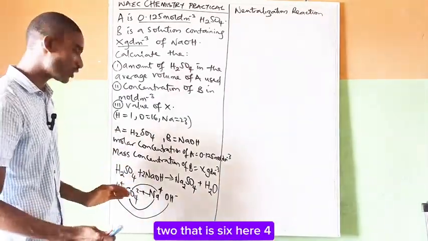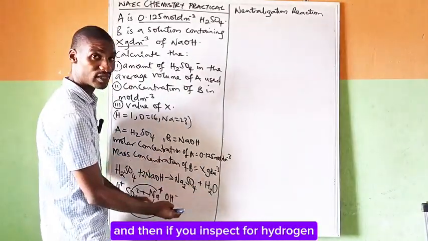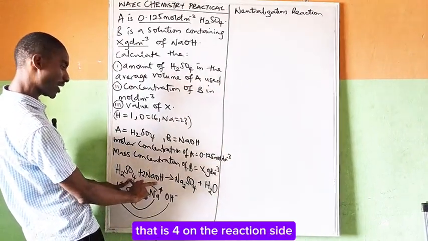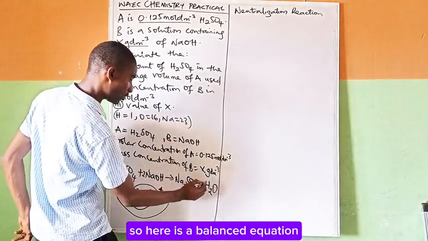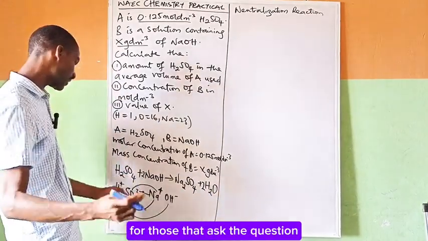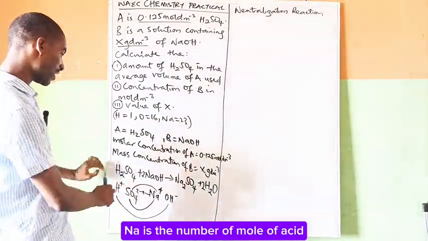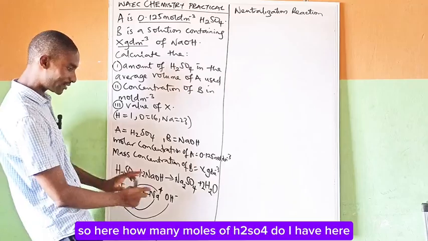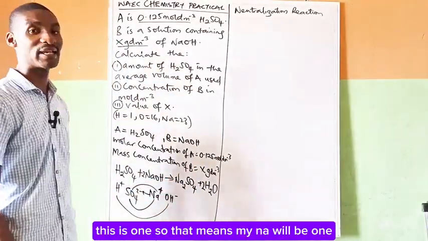Balancing the equation means the number of each element on the reactant side has to be the same on the product side. Here, the number of oxygen is 4 plus 2, that is 6. Here I have 4 plus 1, 5, which is not balanced. So I'm going to put 2 here. Now I have oxygen 4, 2, that is 6, and here 4, 2, that is 6. If you inspect hydrogen, it is 2 plus 2, that is 4 on the reactant side, and 2 times 2, 4 on the product side. So here is a balanced equation.